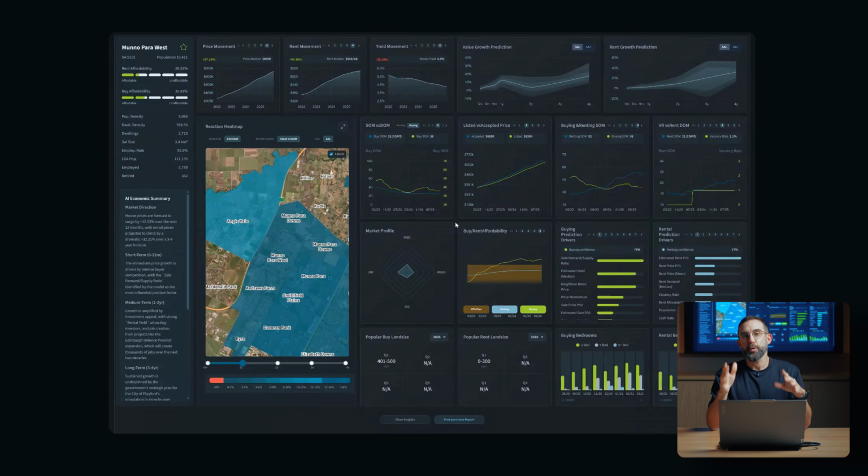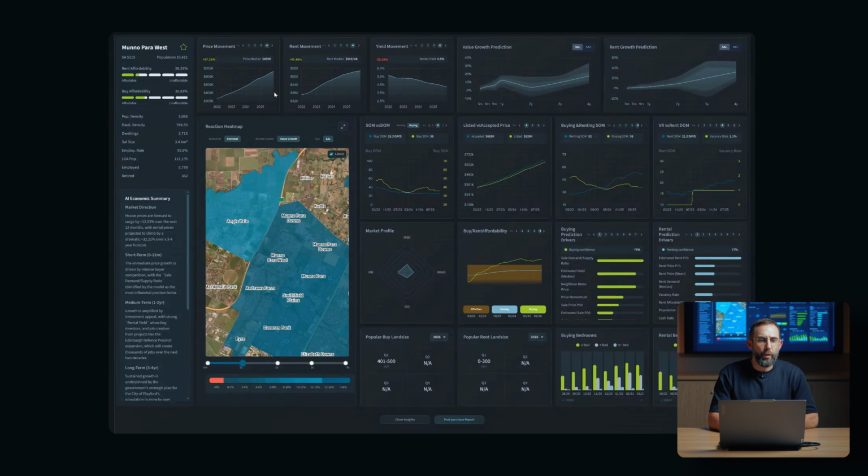All right, market number 2 is Munno Para West, and this is sitting on the fringes of Adelaide in South Australia. It's a very exciting market, at least for the data and property nerds like myself. I've got a property inside the suburb specifically, and it's performed very well. And these are the reasons why. We're going to unpack that right now.